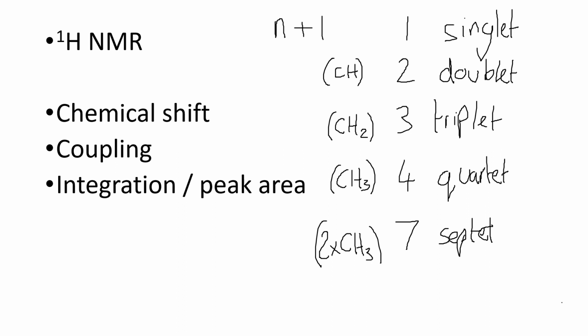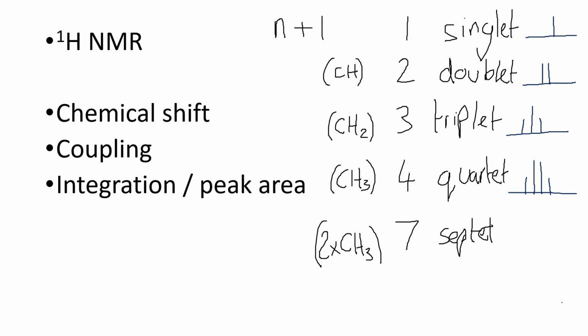In terms of what this looks like on the NMR, a singlet would just be 1 peak, like that. A doublet would be 2 peaks of the same height. A triplet would be 3 peaks in this 1 to 2 to 1 ratio. A quartet would be 4 peaks like this. And then a septet would be 7 peaks. So that's coupling, and it tells you about what is next door to that hydrogen environment.